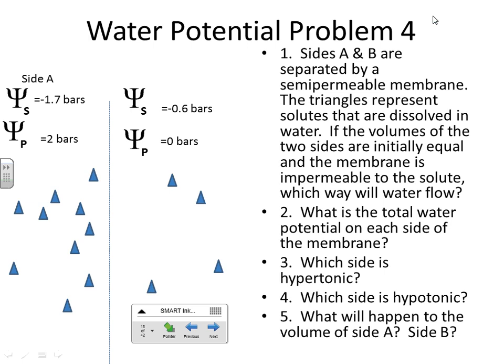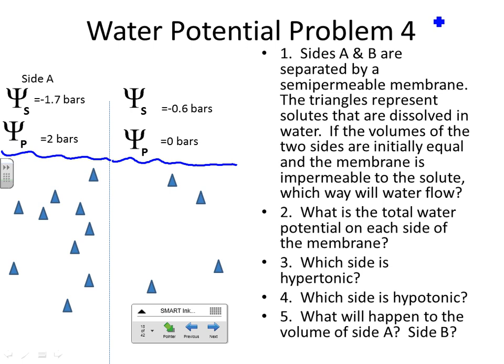All right, so we're going to start with a water potential problem. And remember that water moves which way in terms of water potential? High water potential to low water potential. Now, if you look at this problem, sides A and B are separated by a semi-permeable membrane. The triangles represent solutes that are dissolved in water. If the volumes of the two sides are initially equal, so we're saying that there's the same amount of fluid in here, and the membrane is impermeable to the solute, which way will water flow?